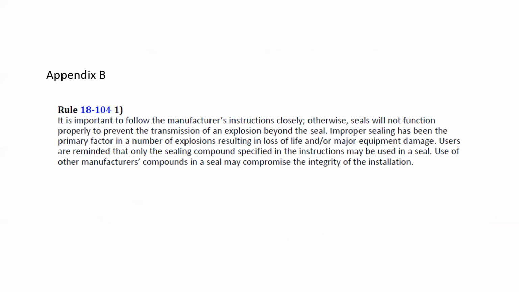Appendix B of 18104 provides some good, useful information regarding seals in hazardous locations. It says it's important to follow the manufacturer's instructions closely. Seals will not function properly to prevent the transmission of an explosion beyond the seal if not done so. Improper sealing has been the primary factor in a number of explosions, resulting in loss of life and major equipment damage. Users are reminded that only the sealing compounds specified in the instructions may be used in the seal. Use of other manufacturers' compounds in a seal may compromise the integrity of the installation.